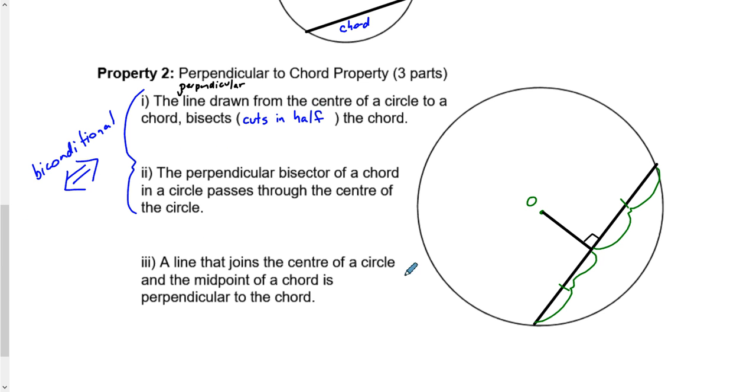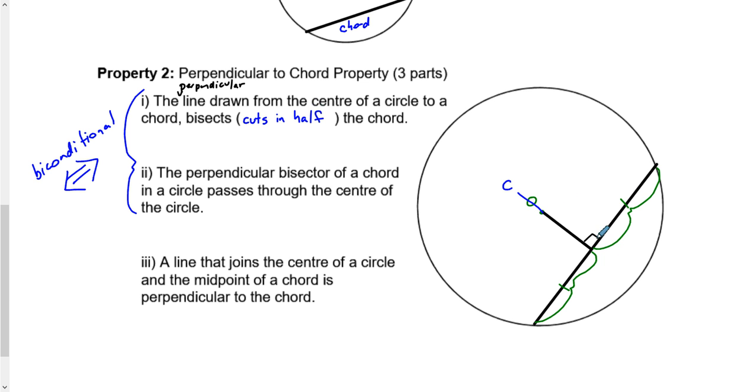And the last part of the property is a line that joins the center of the circle and the midpoint of the chord is perpendicular to the chord. Personally, I find it a little bit redundant to say it. Basically, if you extend this line straight out, we'll call this point C, it's still going to be perpendicular to here. So as long as you have a line that goes through the center, it's going to be perpendicular to the chord, and it's going to cut it in half.